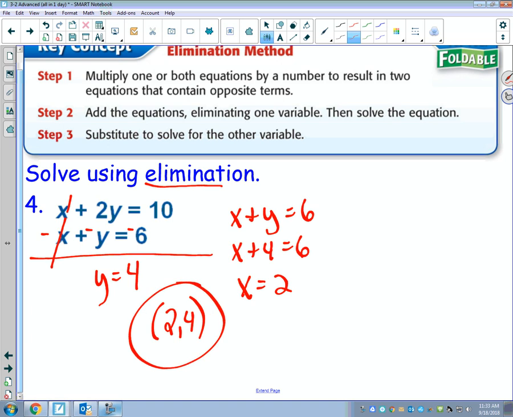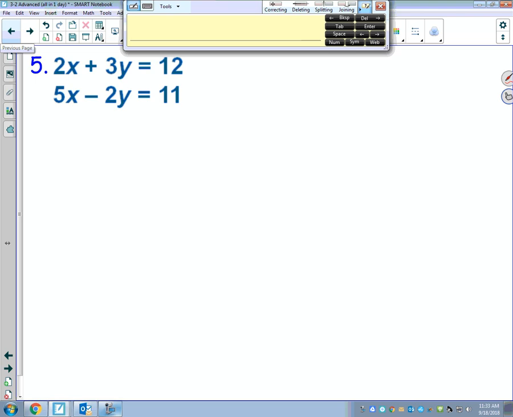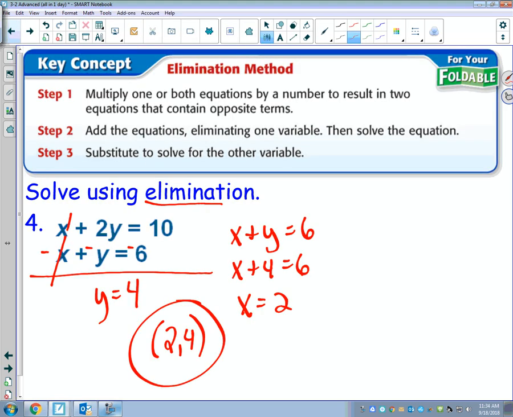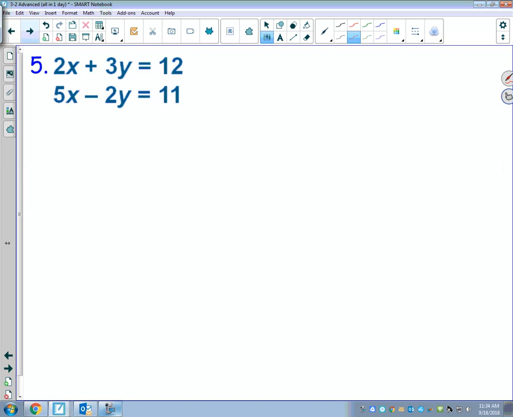Elimination isn't always that simple, because what if they don't eliminate? Like on this one, if you add or subtract these, nothing's going to eliminate. So that's where you might have to multiply by something to get it to eliminate. Multiply one or both equations by a number to get them to eliminate. So you have to decide if you want your x's the same or your y's the same to eliminate. It doesn't matter. It just matters if you do it right.